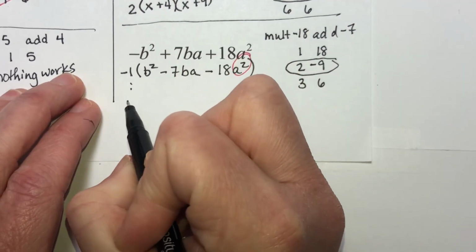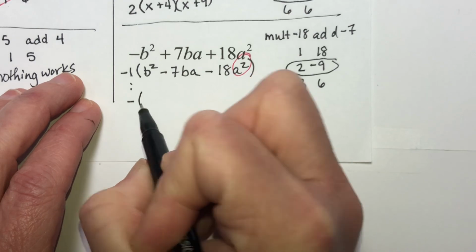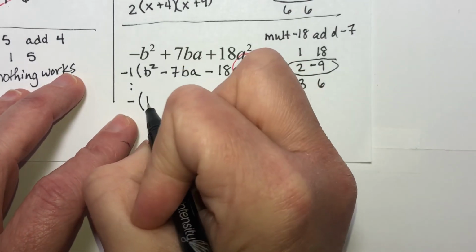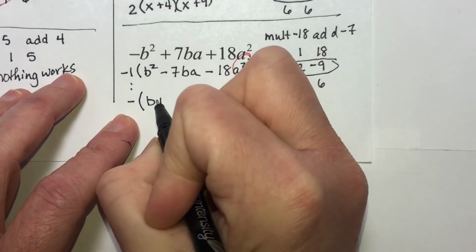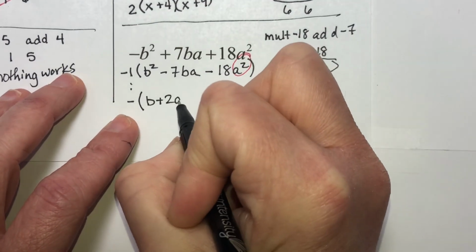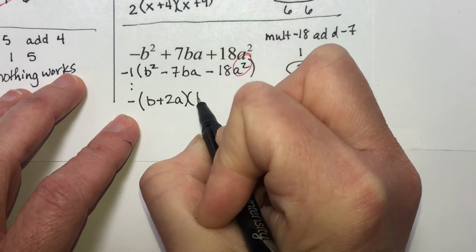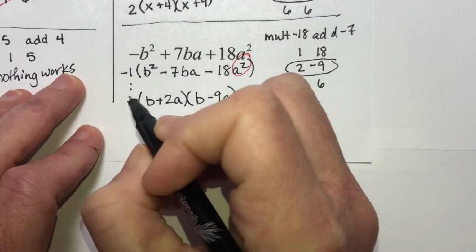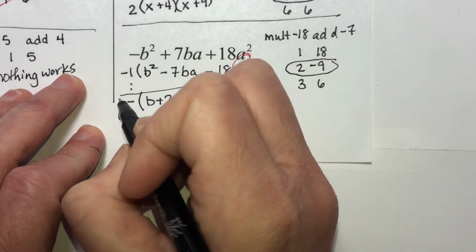Now I'm going to bring this down just as a negative. You can keep the 1 there if you want to, but you can't lose it. My variable is b plus 2, don't forget the a, times b minus 9a. And all of this would be your answer.